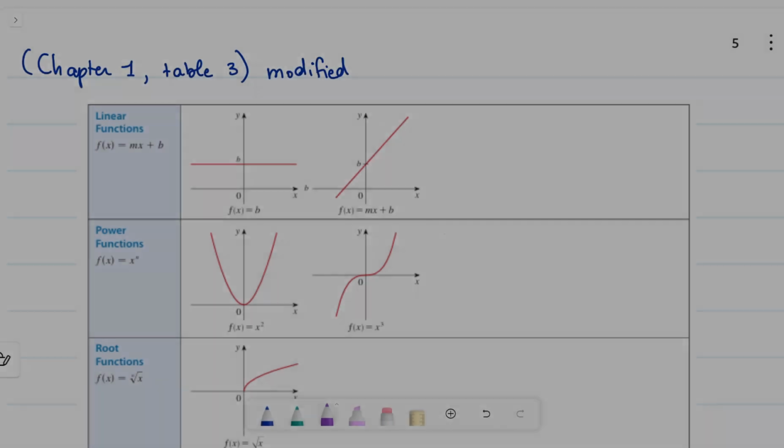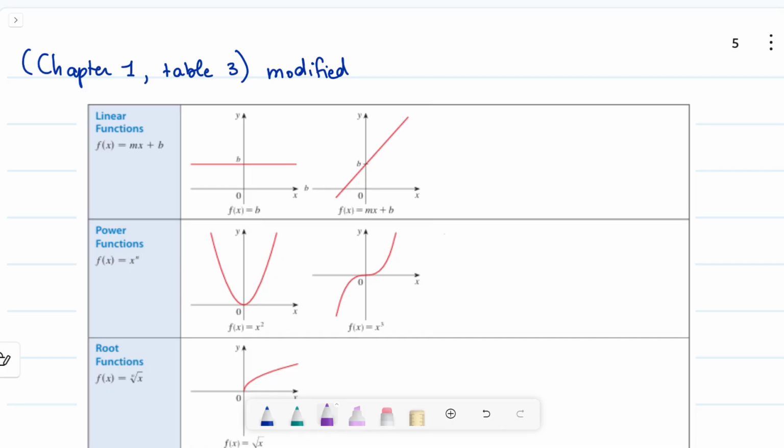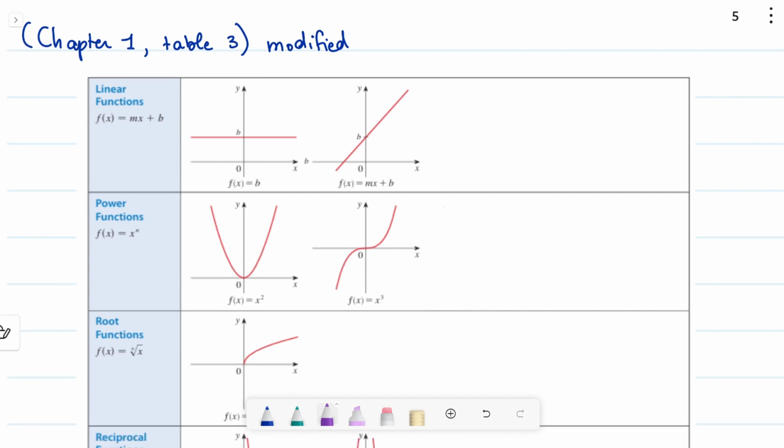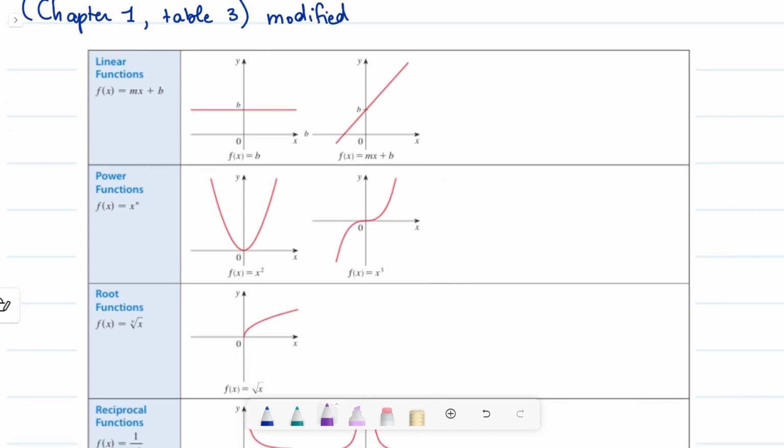So this table is taken from the book. It includes some of the basic functions which you are expected to know how to graph. So the first function is a constant, f of x equals b. Next we have a linear function, f of x equals mx plus b.